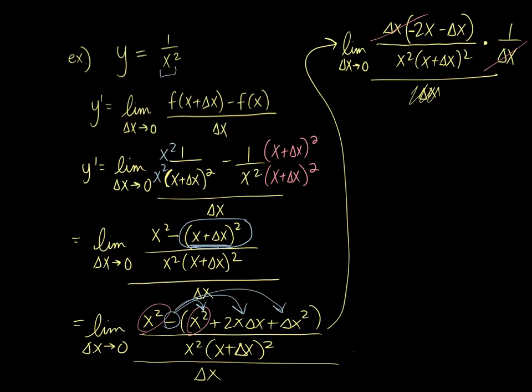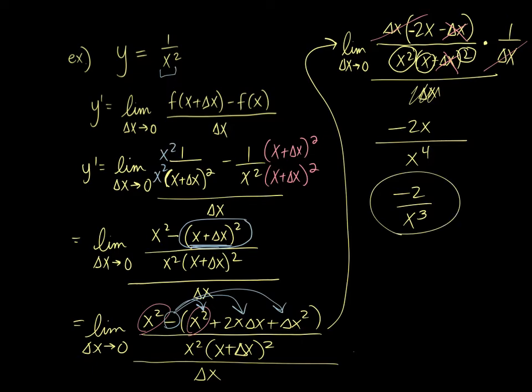Now I'm in a situation where I can sub in delta x. What happens if delta x approaches 0? Well, this term goes away, this term goes away, and on top I have negative 2x, and on the bottom I have an x squared here and an x squared here for a total of x to the 4th. Cancel 1x from the top, 1x from the bottom, negative 2 over x cubed. All right, the derivative of 1 over x squared is negative 2 over x cubed. All right, so there's number 2.